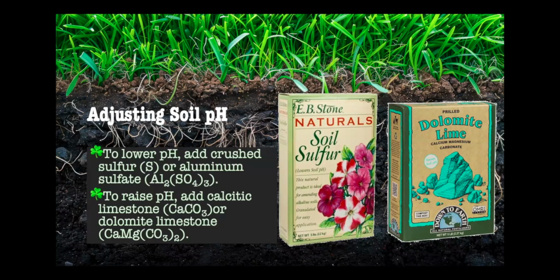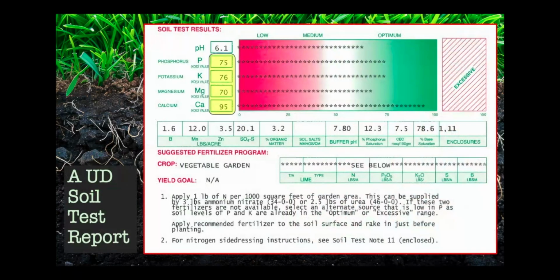Okay, you can buy either of these at stores. But your soil test report will tell you if you need to add lime, and it'll tell you how much to add. So you don't have to figure that out for yourself. So now we're going to talk about the macronutrients.